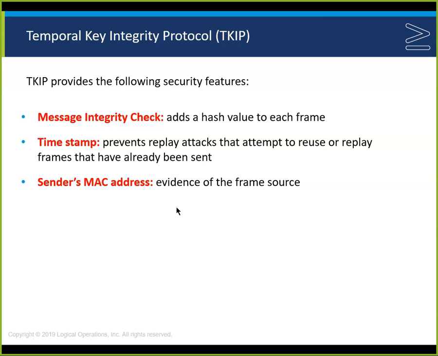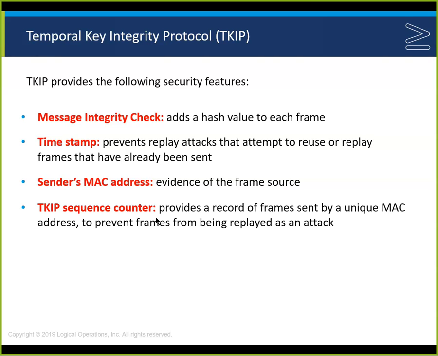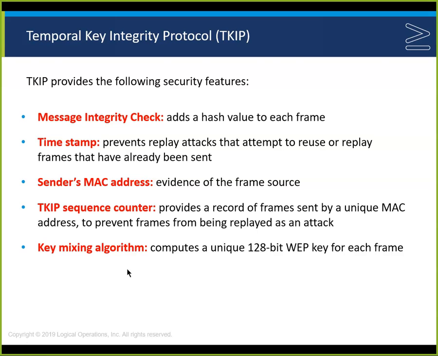The sender's MAC address, evidence of the frame source, to be sure that they match. The TKIP, temporal key integrity protocol counter, a record of the frames that are sent by a unique MAC address, prevents the frames from being replayed as an attack. And the key mixing algorithm computes a unique 128-bit WEP key for each frame. And we're still talking about WPA here, the key mixing, a unique key for each of the frames, and that's going to provide us more security.